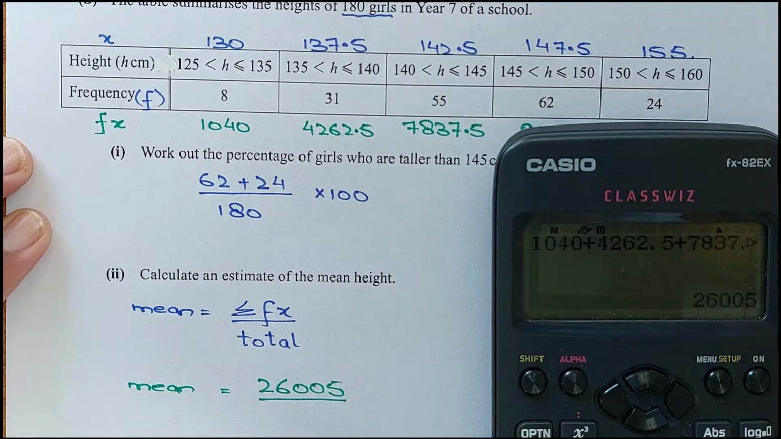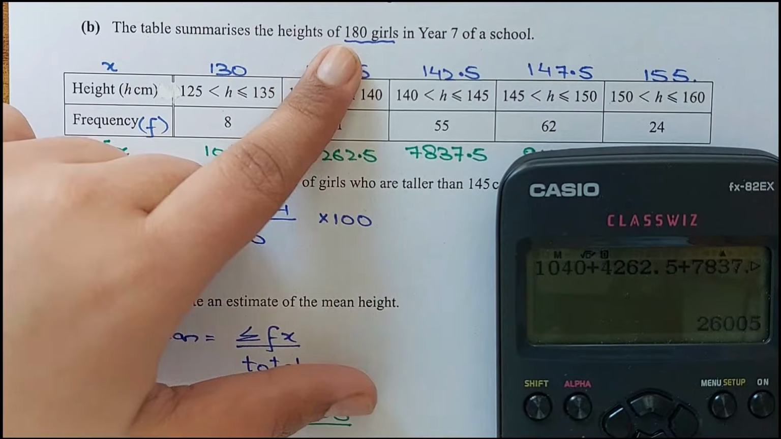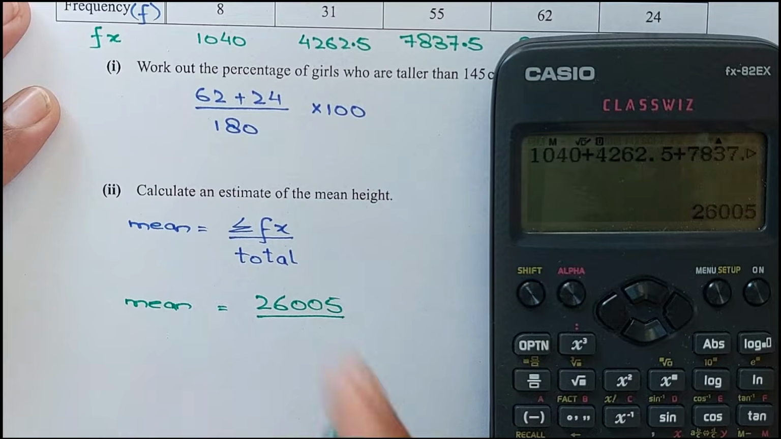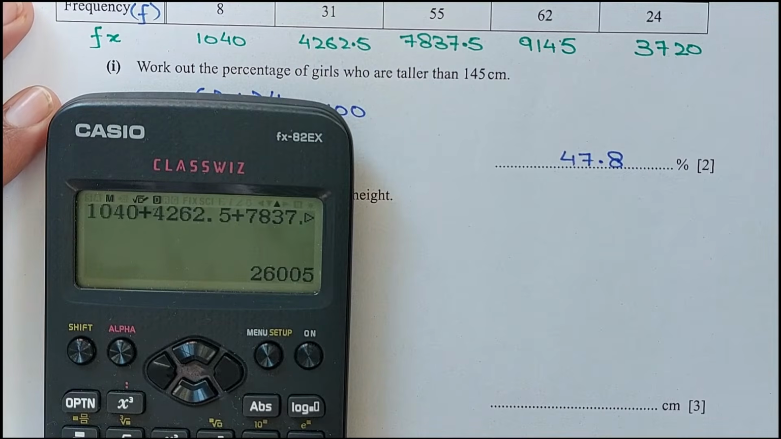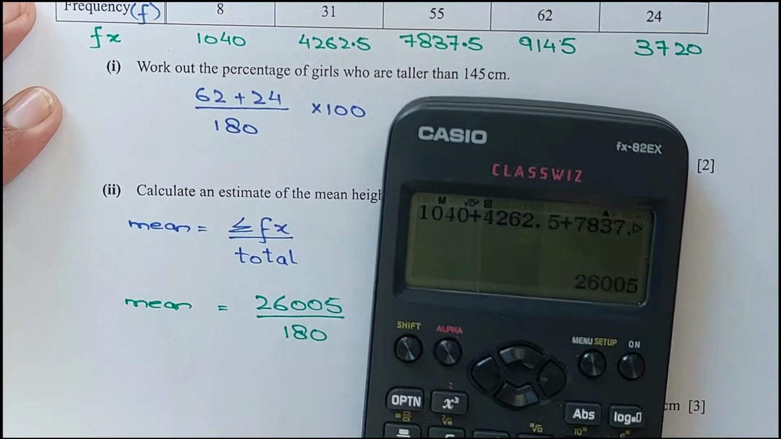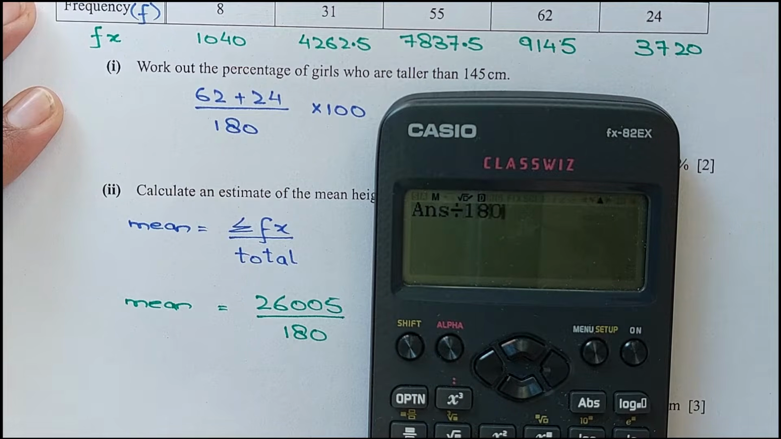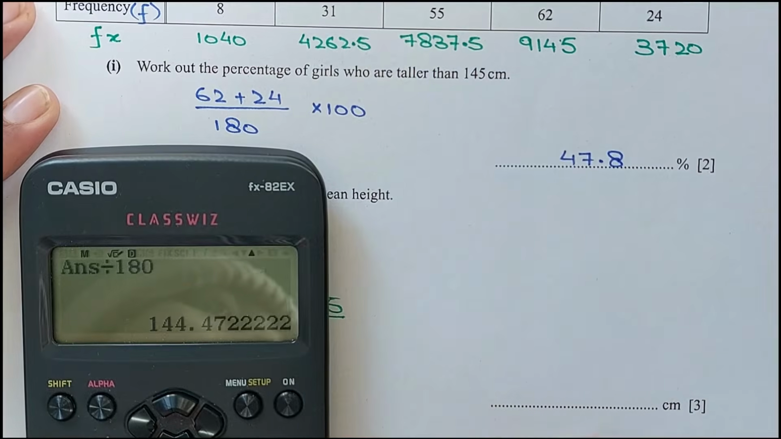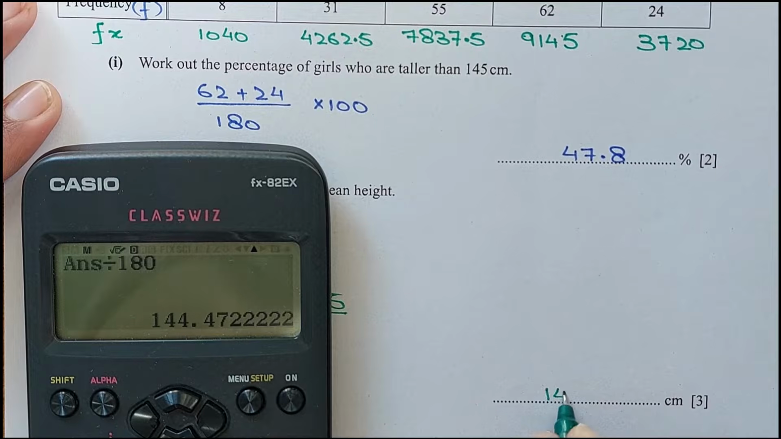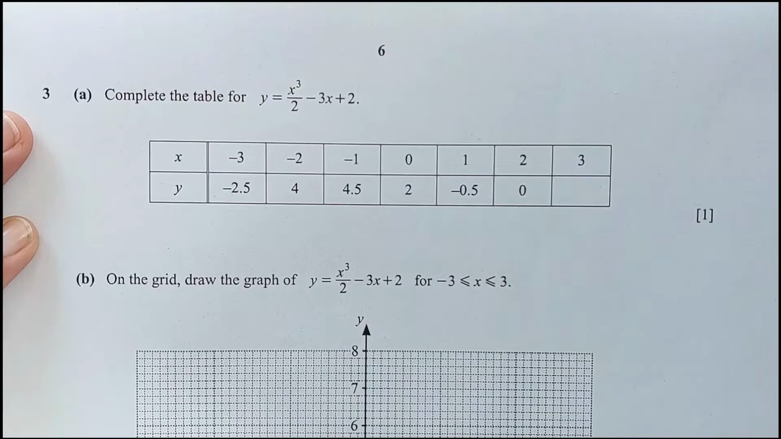So what is the total height? The total height is the total number of girls we have given, that is 180. Mean height we have to find. Okay, let's do this. So we have dividing 180, the mean is 144.47 or 144.5 centimeters, rounding to one decimal place.